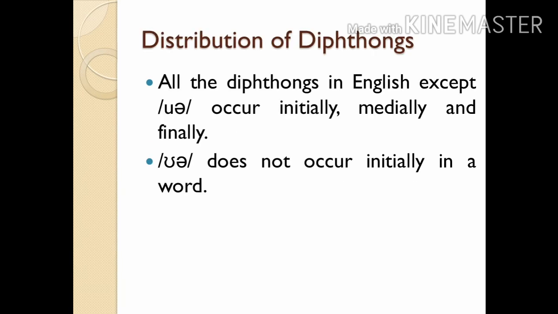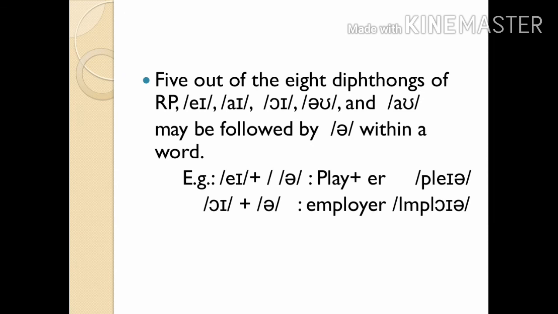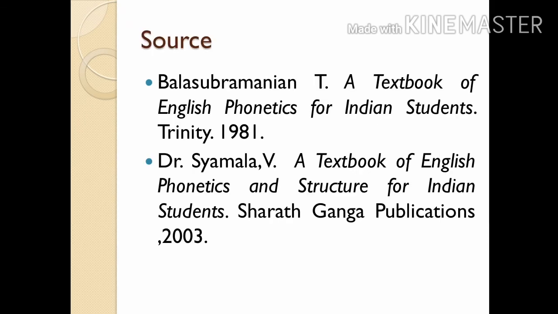Distribution of diphthongs in English RP. All the diphthongs in English except wa occur word initially, word medially and word finally. The diphthong wa does not occur initially in a word. 5 out of the 8 diphthongs of English RP, a, I, oi, ow and ow may be followed by a within a word. So that's about the distribution of phonemes.